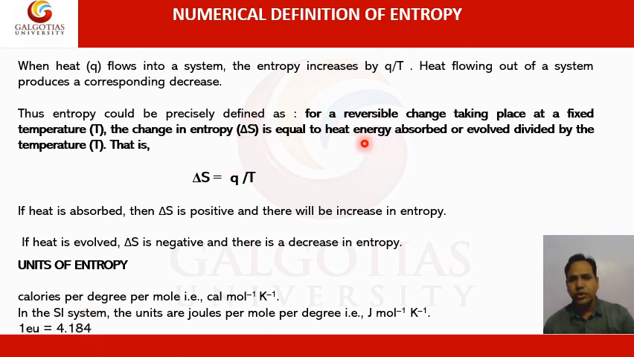4.184 joules. So this shows that heat flowing into a system increases the entropy by Q upon T, and heat flowing out of a system produces a corresponding decrease. The entropy is precisely defined for a reversible change at a fixed temperature. The change in entropy is equal to the heat absorbed or evolved divided by the temperature. Delta S is positive when there is an increase in entropy, and delta S is negative when there is a decrease in entropy. Now move to the next slide.